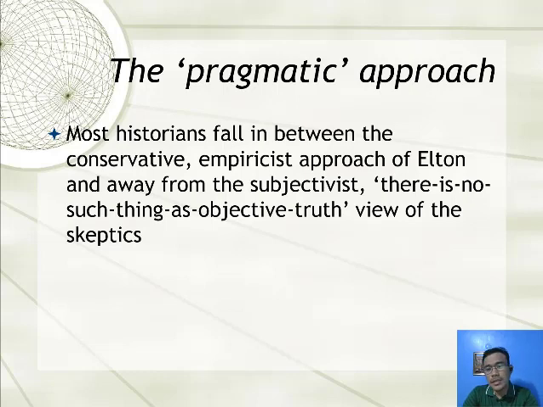Alright, the first is the empiricist approach, second is the skeptic's approach, and third is the pragmatic approach. The pragmatic approach: most historians fall in between the conservative empiricist approach of Elton, and the subjectivist view of the skeptics, that there is no such thing as objective truth. So empiricists hold an objective past, while skeptics say there's no objective truth.